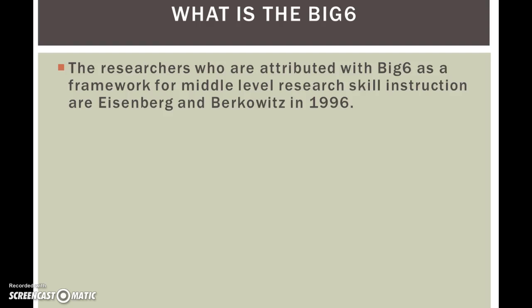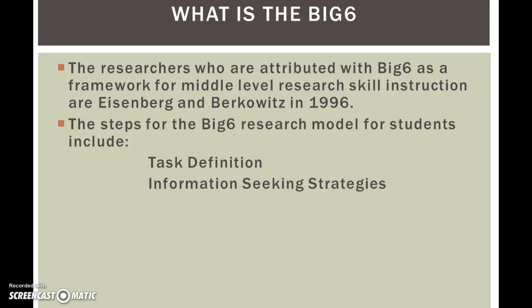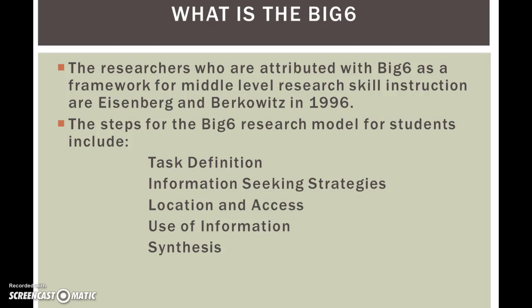What is the Big Six? The researchers who are attributed with the Big Six as a framework for middle-level research skill instruction are Eisenberg and Berkowitz in 1996. The steps for the Big Six research model for students include: number 1, task definition; number 2, information seeking strategies; number 3, location and access; number 4, use of information; number 5, synthesis; and number 6, evaluation.